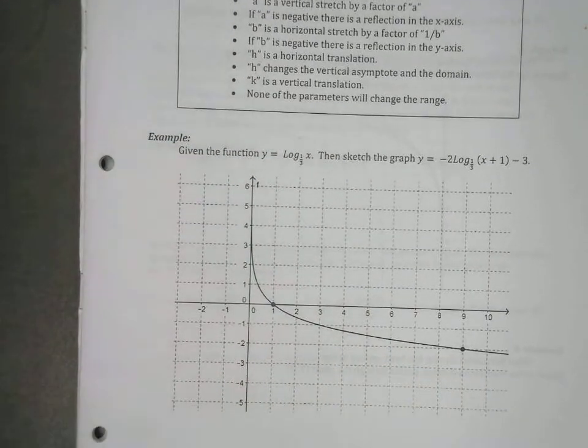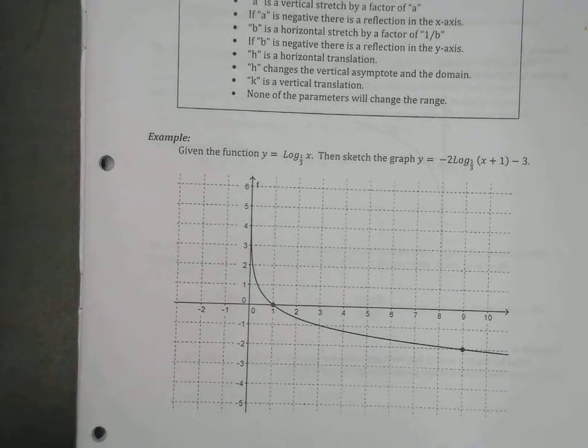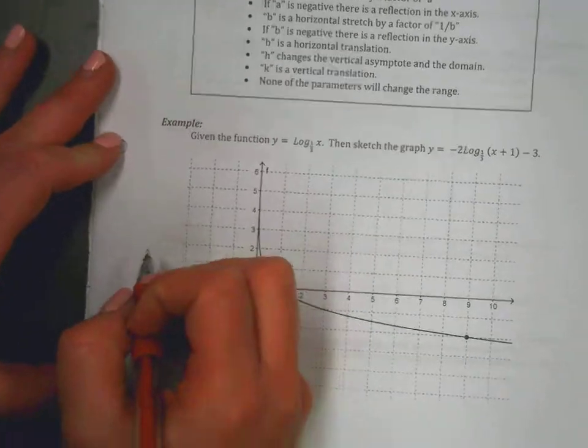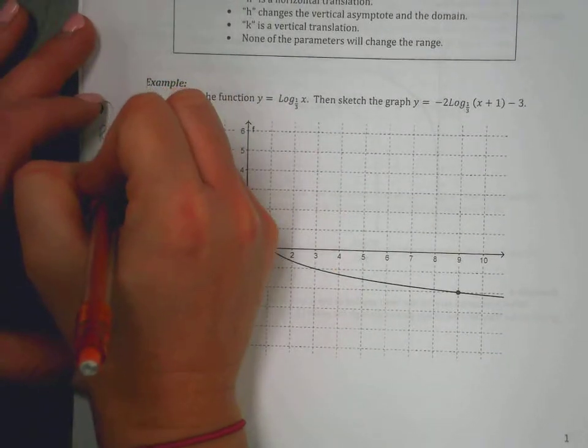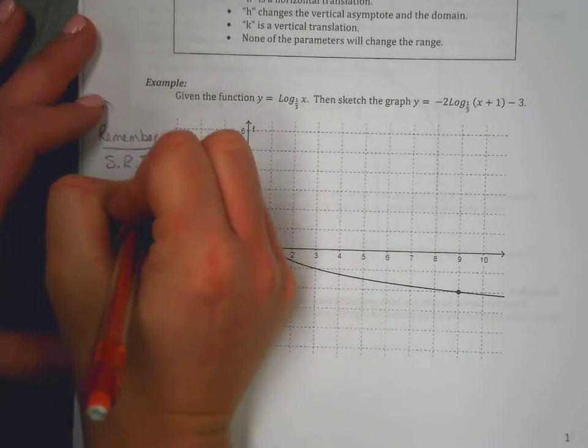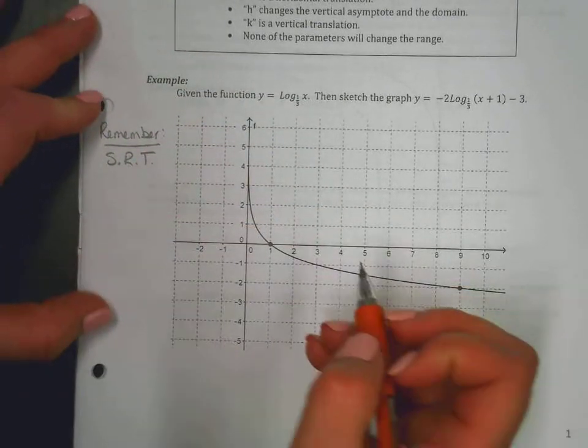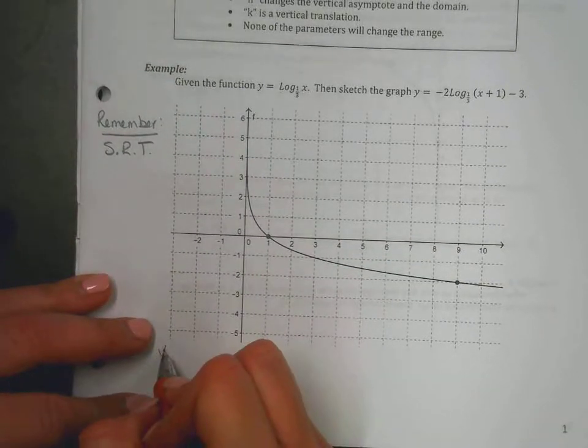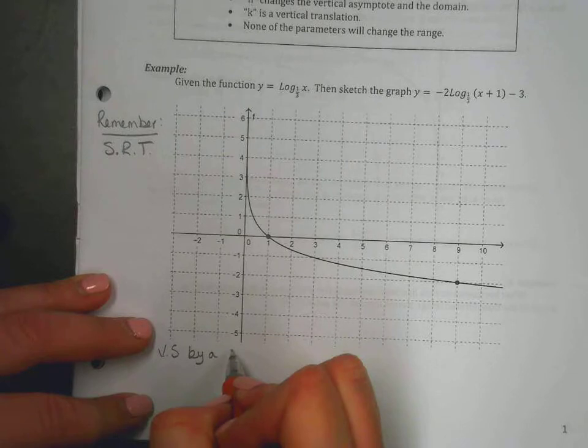So given the following function below, y equals log base 1/3 of x, which is a logarithmic decay function, sketch the graph of y equals -2 log base 1/3 of (x plus 1) minus 3. Similarly to what we've done in the past, we want to remember the order of transformations. So we are going to apply our stretches first. What is happening here? We have a vertical stretch by a factor of 2.